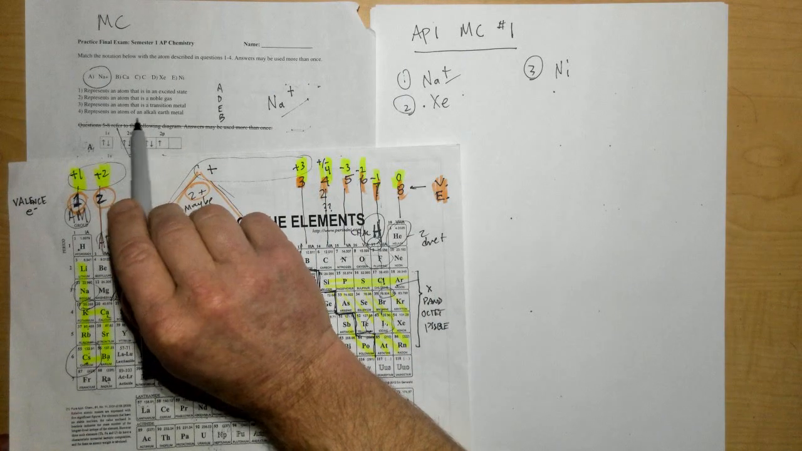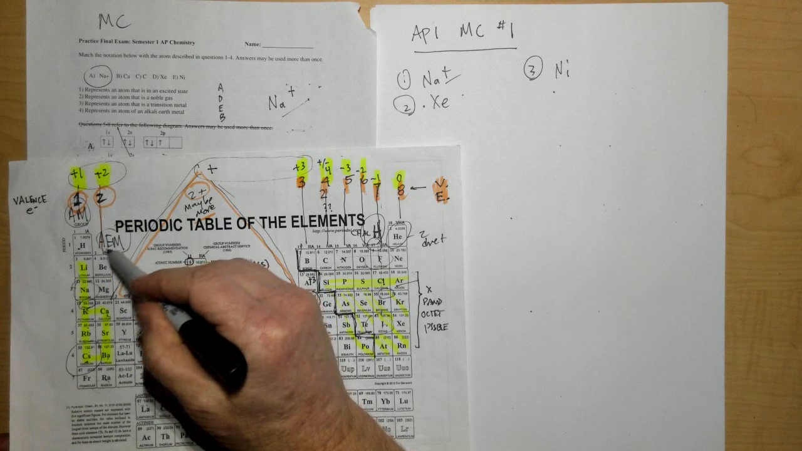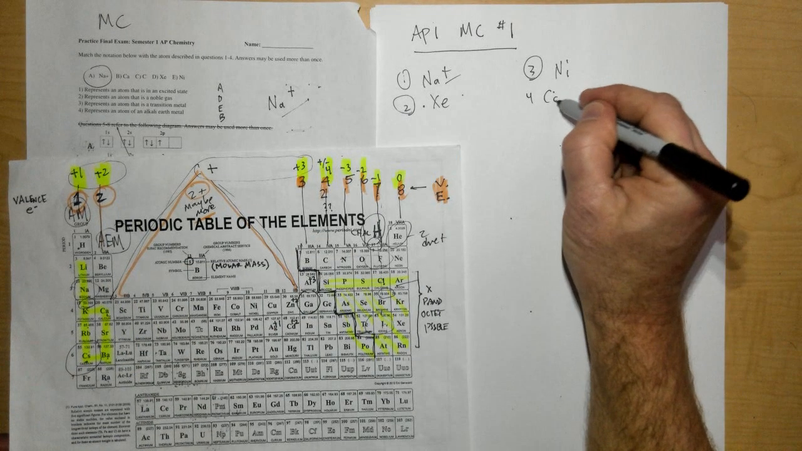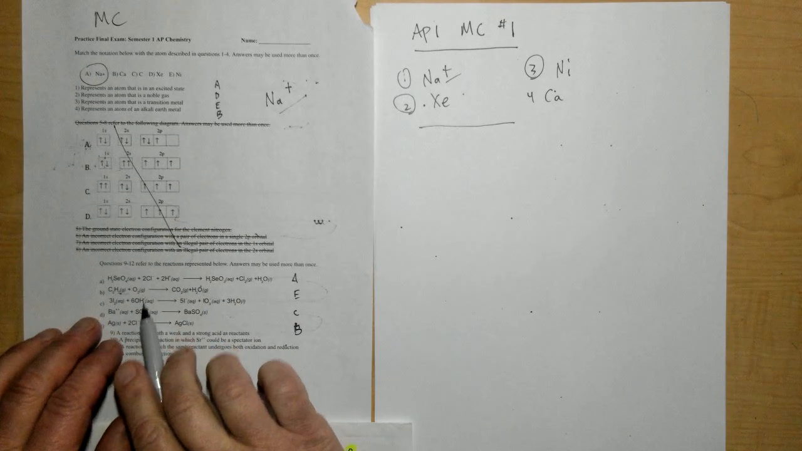And then number 4 represents an alkaline earth metal, Ca. These are the alkaline earth metals right here. And so number 4 is Ca. Skipping down here, going to questions 9 through 12.